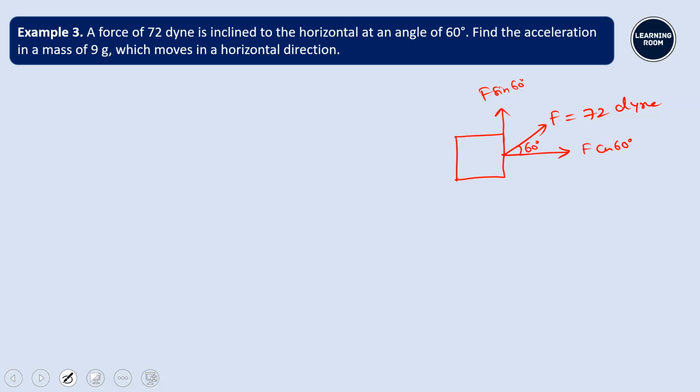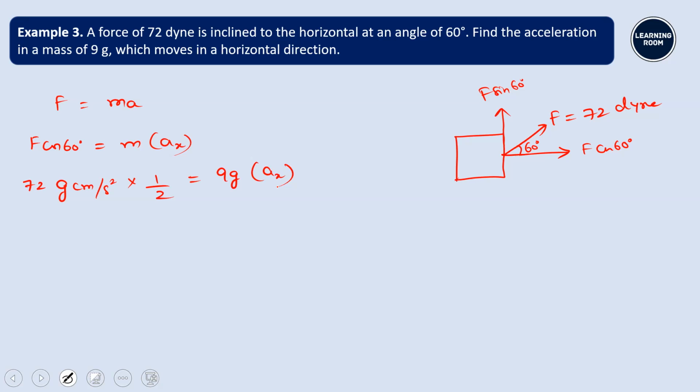According to Newton's second law, F is equal to mass into acceleration. But which force is causing the acceleration? It is F cos 60, equal to the mass of the object into the acceleration along the x direction. If I call this x, then I write it as a_x, and a_x is what we have been asked. So F is 72, which can be written as gram centimeter per second square, into cos 60, which is half, equal to the mass of the object, 9 gram, into the acceleration of the object along the x direction.